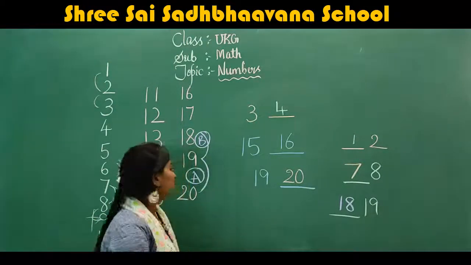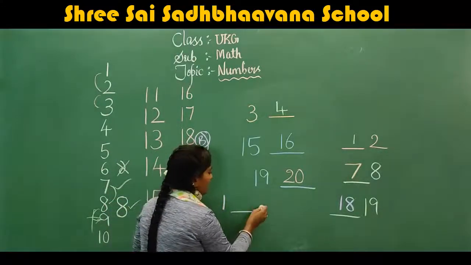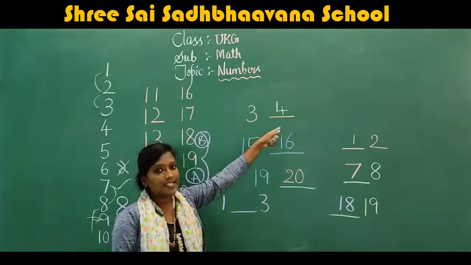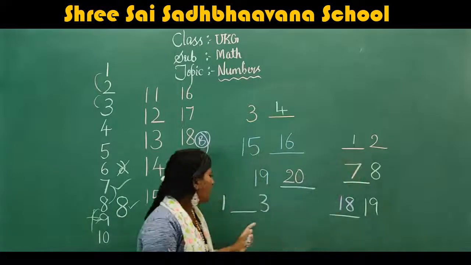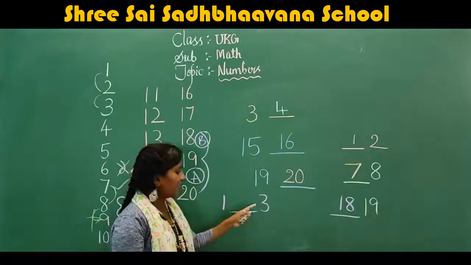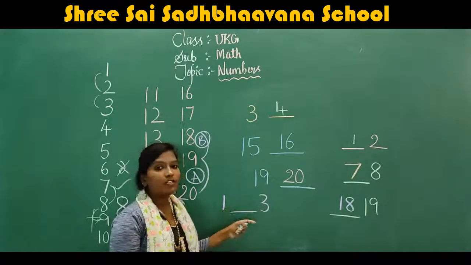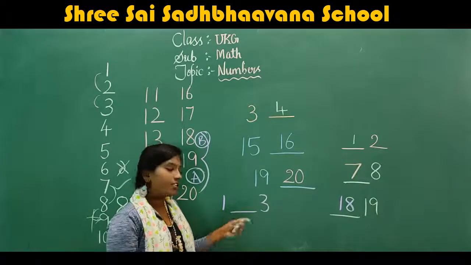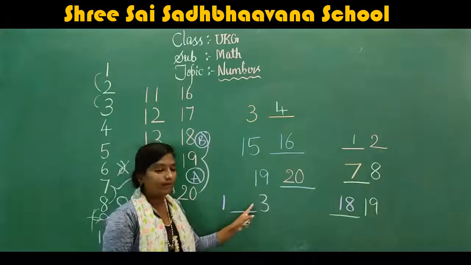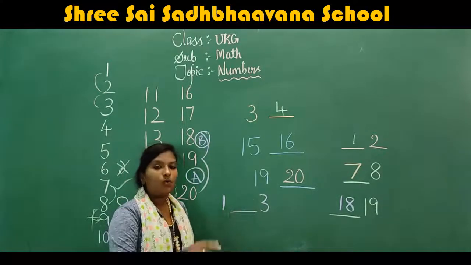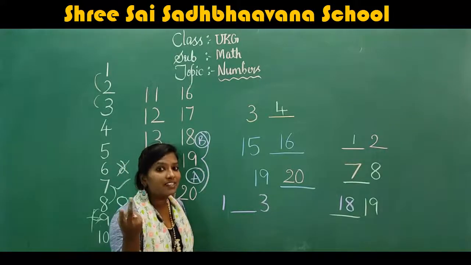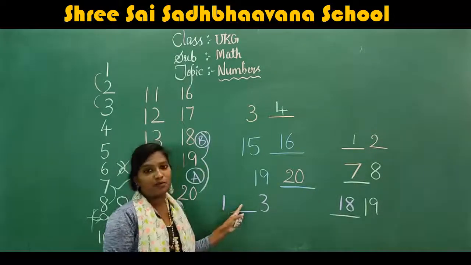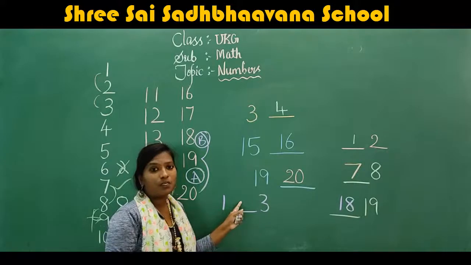And next, we will learn between number. See here, children. Here they are given only one number and a dash. Here also the same thing, dash and number. Here they are given two numbers, 1 and 3. We should write the number between them. Which number will come between these numbers? 1, next number is 2, and next number is 3.